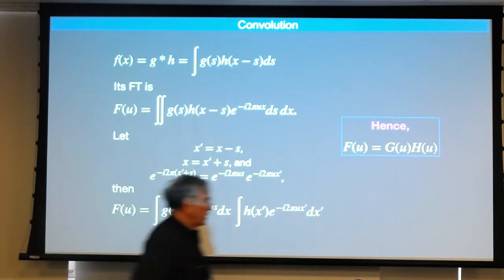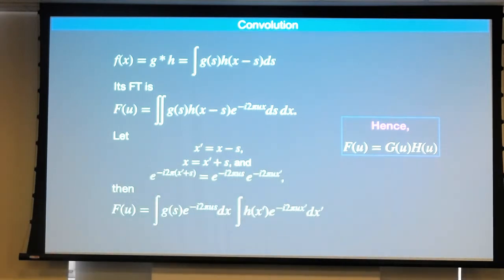Finally, I want to talk about a really important property called the convolution. I'm going through this really quick because we're not going to use that much of it, but here's a convolution. Convolution works this way. We have two functions, g and h, and people denote convolution by a star. Here's my function g as a function of s, and this is my function h, and this is going to be my output function.